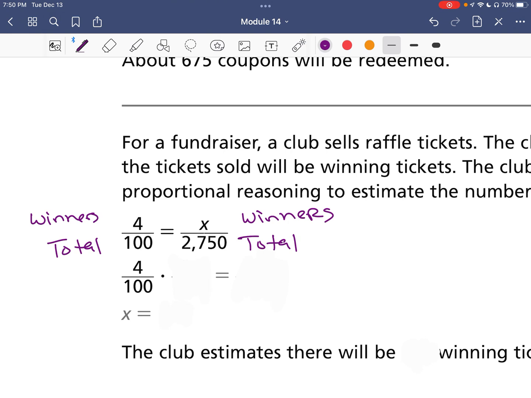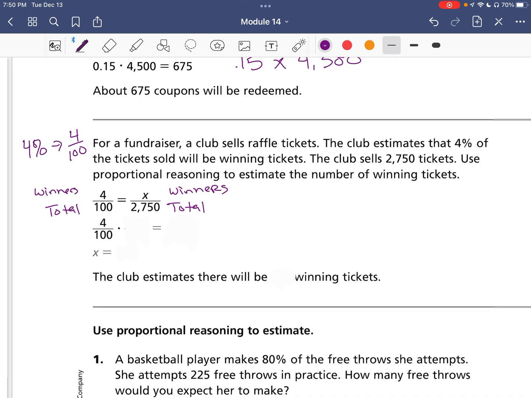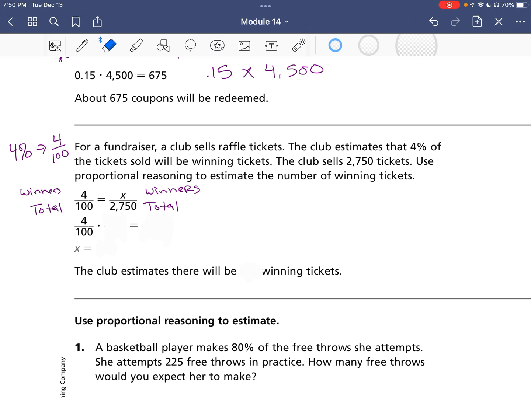So this is our 4%. We changed 4% to a fraction, which would be 4 over 100. So we want 4% equaling what over 2,750. So to get there, we're going to say 100 times what will get you 2,750. We'll multiply by 27.5. So that's kind of, a decimal's kind of funky there.